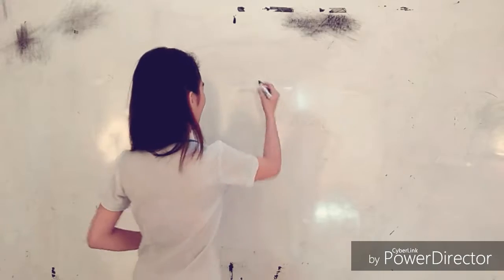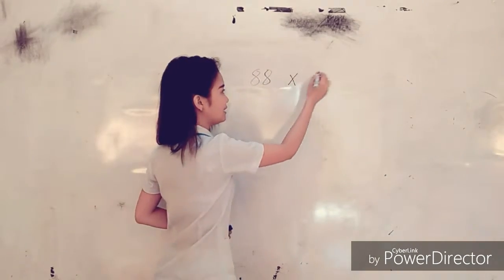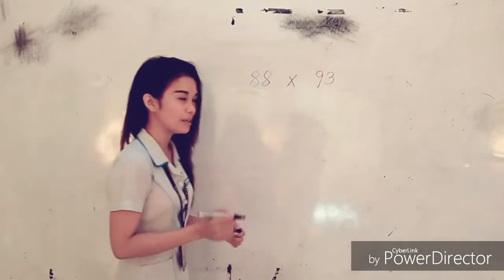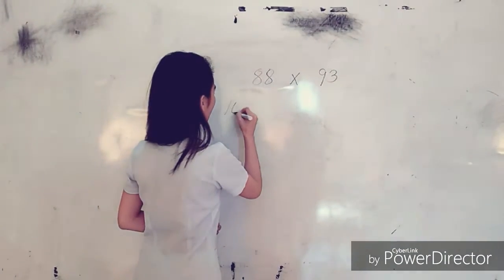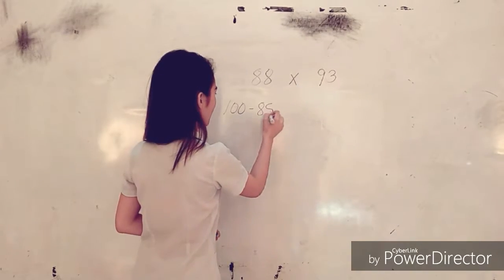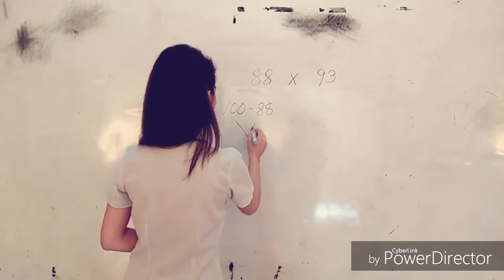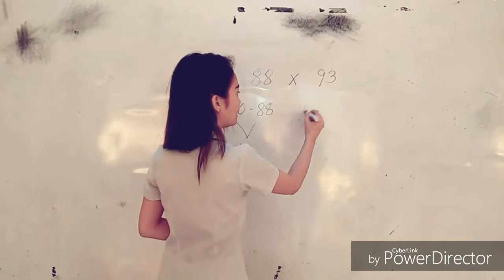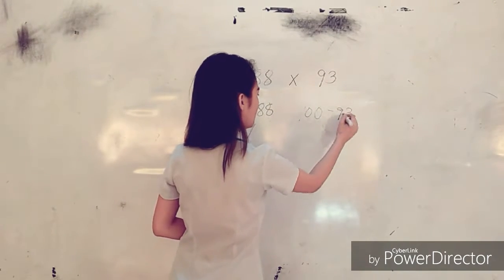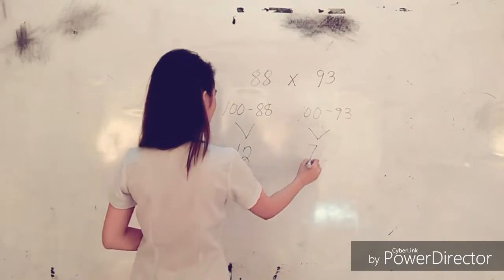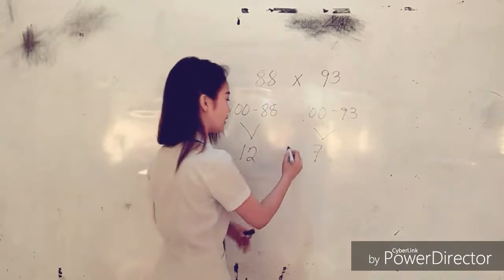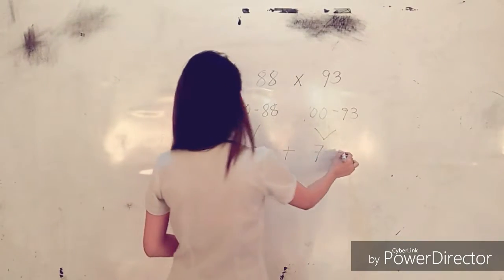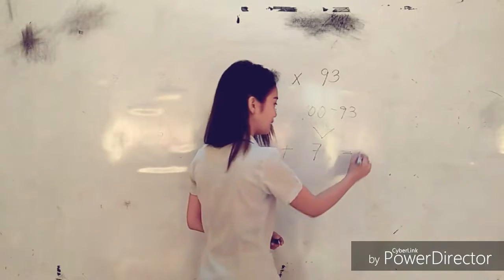Now let's try another example. We use 88 and 93 as the numbers to be multiplied. And these numbers, we deduct from 100. So 100 minus 88 is equal to 12. And 100 minus 93, we get 7. The next thing we will do, we add 12 and 7. So 12 plus 7 is equal to 19.